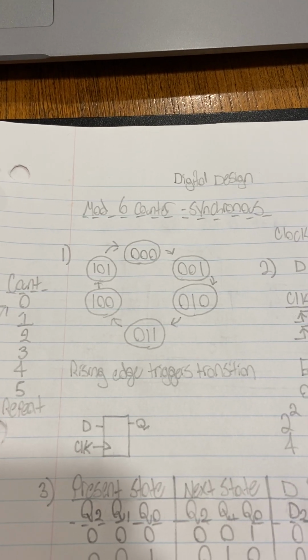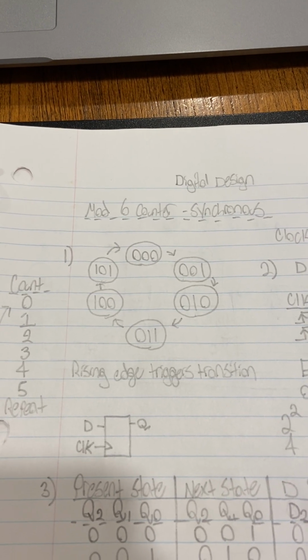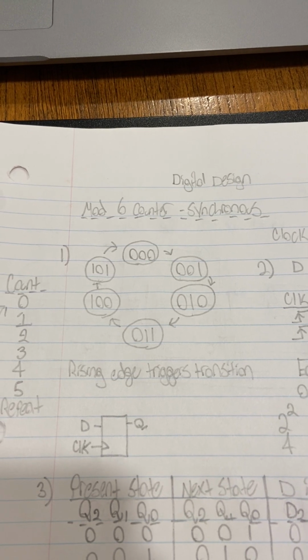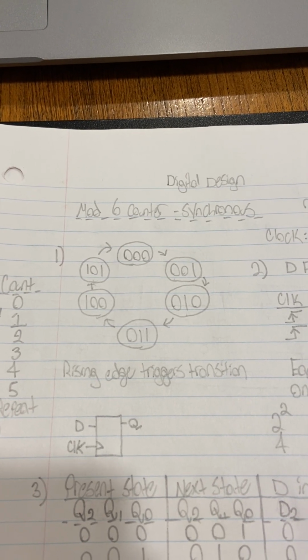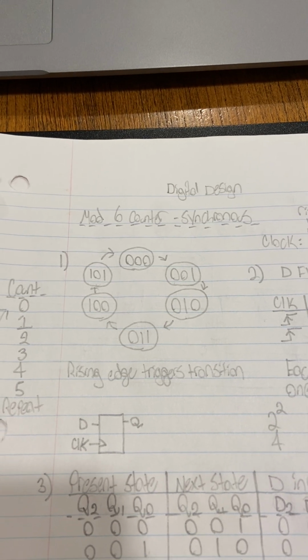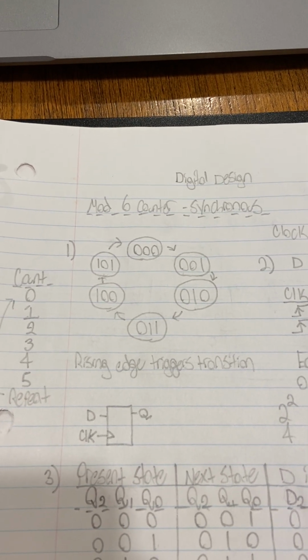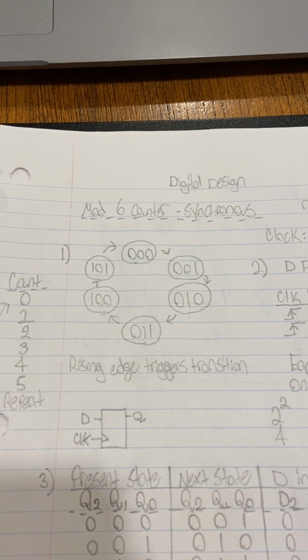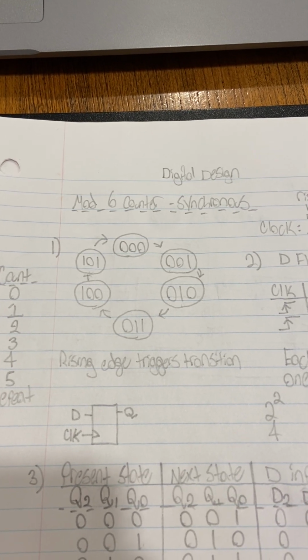What's up, guys? I'm waiting on my chicken to finish cooking, and I thought I would give a quick rundown of how you can create a synchronous mod 6 counter. I don't know how well this tutorial is going to go because I just got a piece of paper with me here and some scribbling on it, but I'm going to try to explain everything.